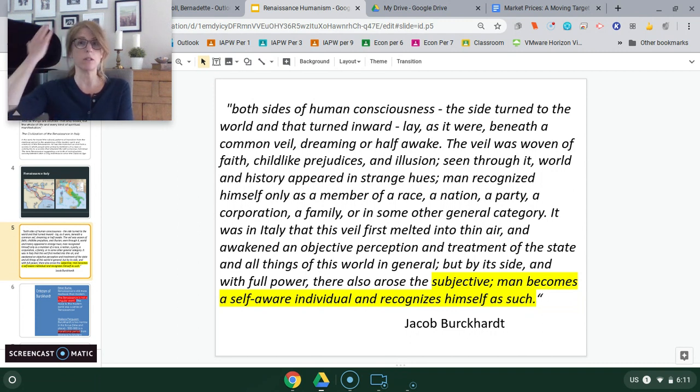the shadow, essentially, first melted into thin air and awakened an objective perception and treatment of the state and all things of this world in general. But by its side and with full power, there also arose the subjective. Man becomes a self-aware individual and recognizes himself as such.